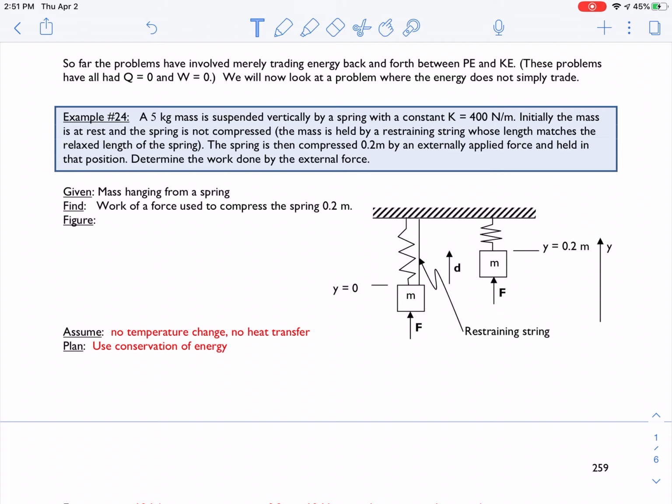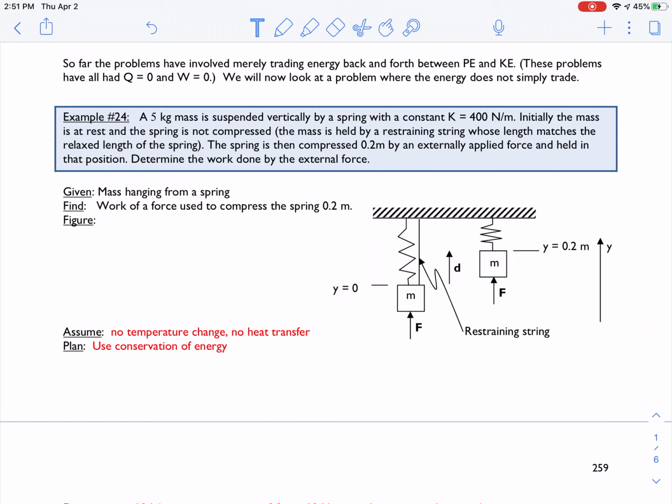First, the left side is the initial case and the right side is after we compress it by 0.2 meters with F. So we will find the work done by the external force F. Okay, so we're looking for W sub F. So again, what is given is a mass hanging from a spring, and we're trying to find the work of the applied force, external force, and the assumptions.